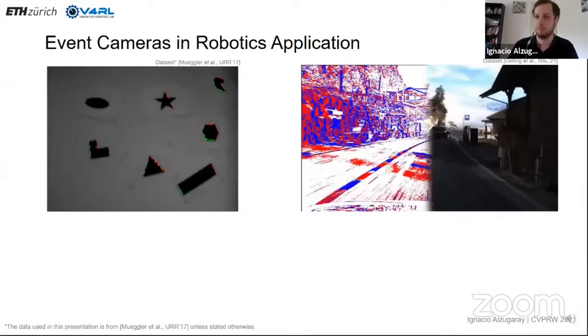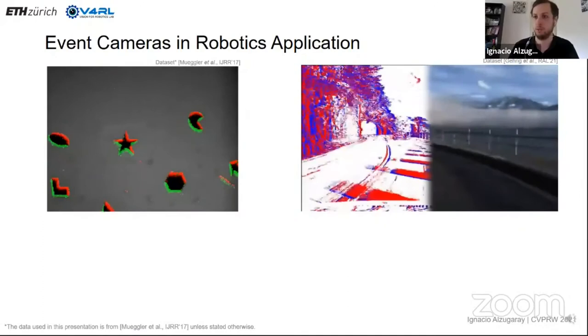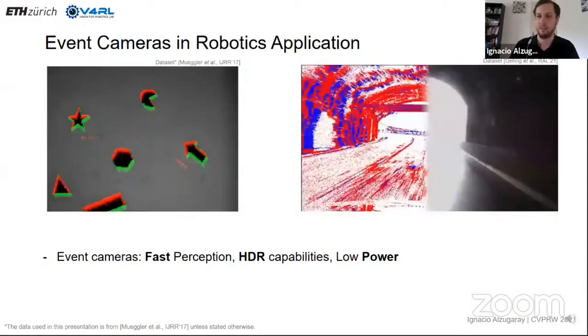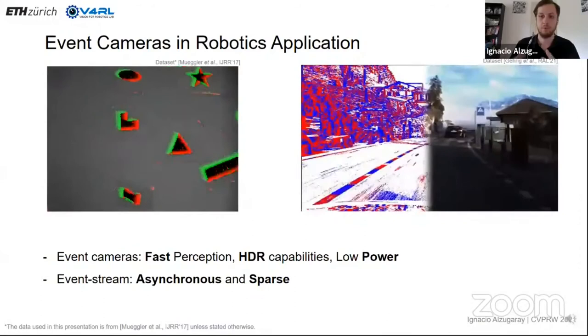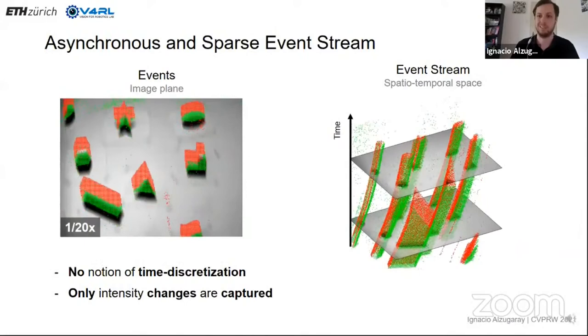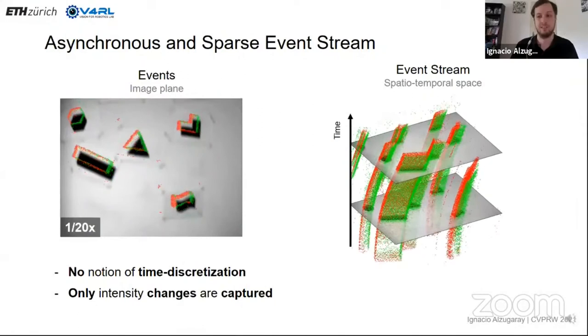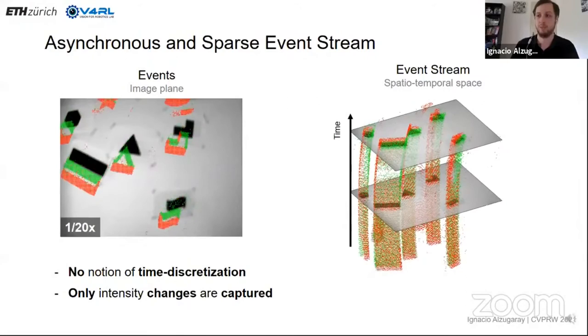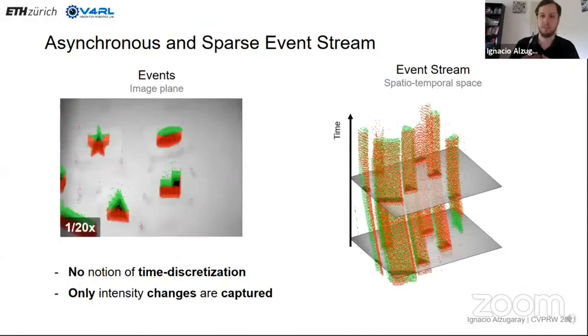Event cameras offer a unique opportunity for robust perception in robotic applications, because they react really fast to changes, have HDR capabilities, and consume really low power. But for us, the most important aspect is that they produce an asynchronous and sparse output. This implies that there is no notion of time discretization, and only things that are changing in the scene are captured. In principle, this is a disadvantage, as we cannot apply any of the traditional computer vision algorithms to these sensors. But to us, this is more of an opportunity to design novel algorithms specifically tailored for this kind of sensing modality.